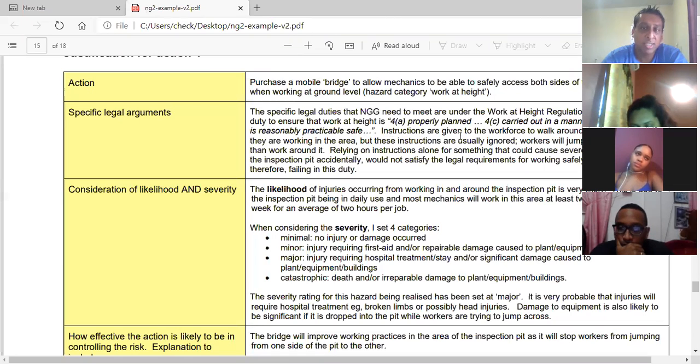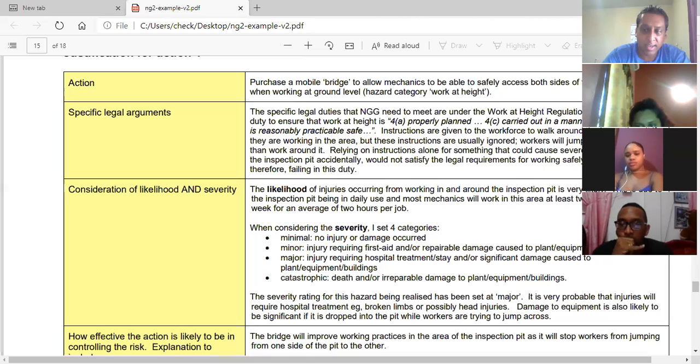So they put in inverted commas: instructions are given to the workforce to walk around the inspection pit if they are working in the area, but these instructions are usually ignored. This is the new format. I don't know what this is doing here, but this is how they want it. This is almost like the current controls now, which is what would have led you to say to purchase a bridge, right? Workers would jump across the pit rather than walk around it. Relying on instructions alone for something that could cause severe injury, for example falling into the inspection pit accidentally, would not satisfy the legal requirements for working safely. NGG Limited are therefore failing in this duty, right? So that's a throwback to the current controls.